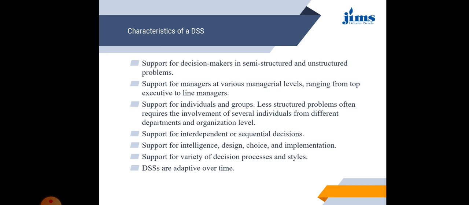Characteristics of a decision support system are: support for decision makers in semi-structured and unstructured problems. Support for managers at various managerial levels, ranging from top executive to line manager. Support for individuals and groups. Less structured problems often require the involvement of several individuals from different departments and organizational levels. Support for independent and sequential decisions.